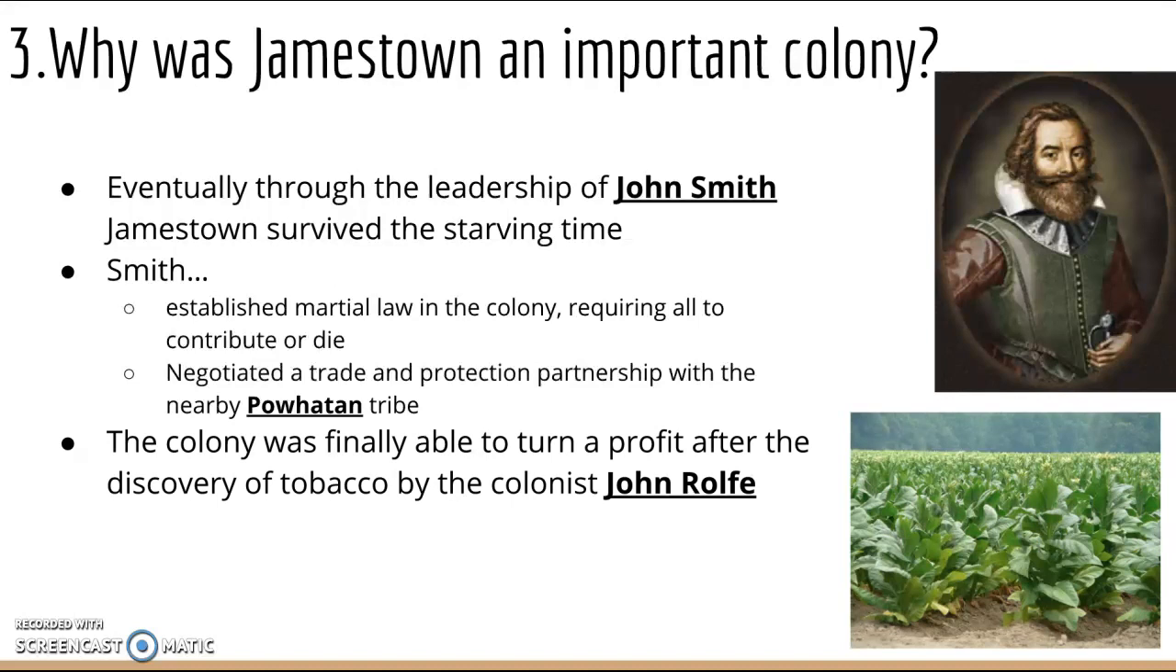It's no longer in that starving time. It's a little bit more successful. But it's not really making very much money. Once again, because they're not finding the precious metals that they were supposed to find when they got to Jamestown.